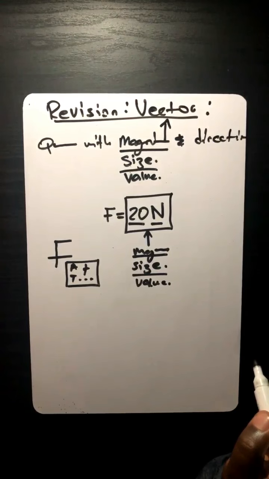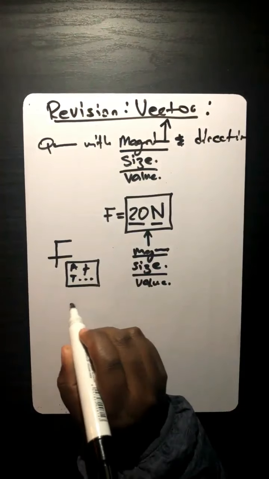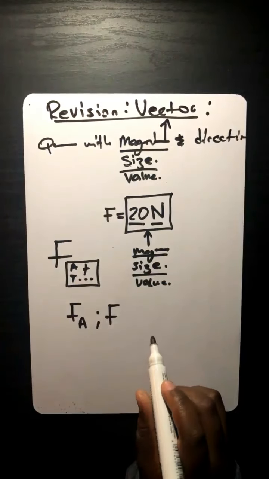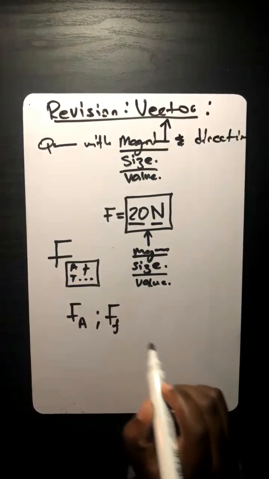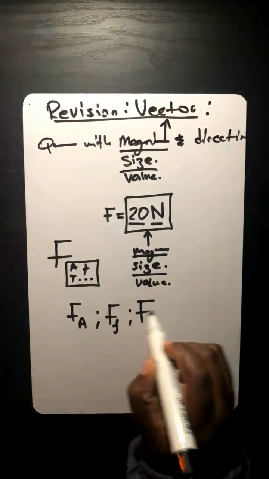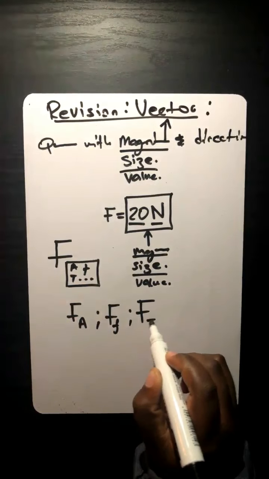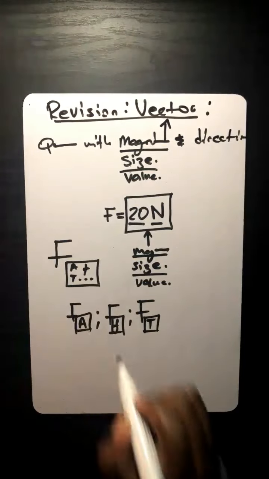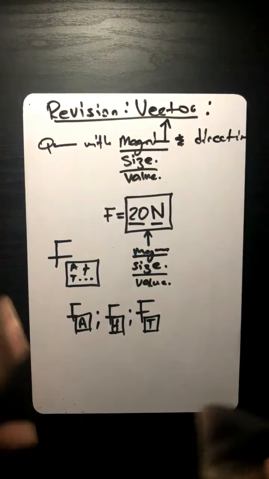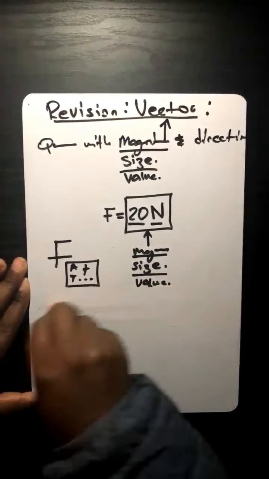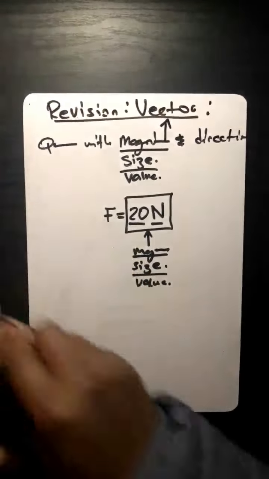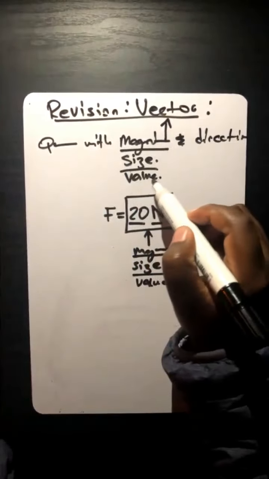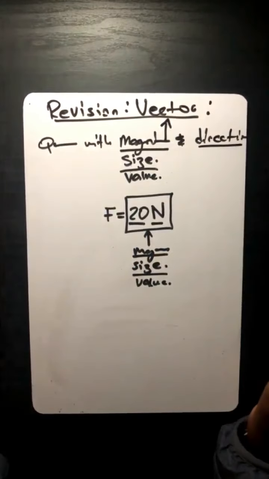So just be aware at all times that a force could be FA, which is a force applied. It could be force of friction. So you write a capital letter, then from there whatever the type of force is. Just be aware of that part, ladies and gentlemen. So now that we have explained what is meant by magnitude, size, or value, let's now get to this part of direction.